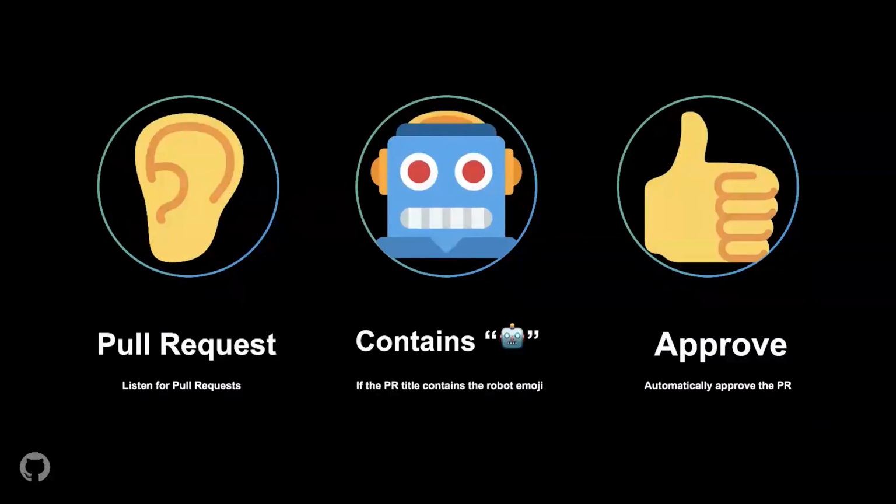But let's just say that our GitHub app pull request bot is going to listen for new pull requests on the repos that it has access to. If the title of the pull request includes the robot emoji, then our pull request bot is going to really love that, and it's going to automatically approve the pull request. Let's take a look at this in practice.